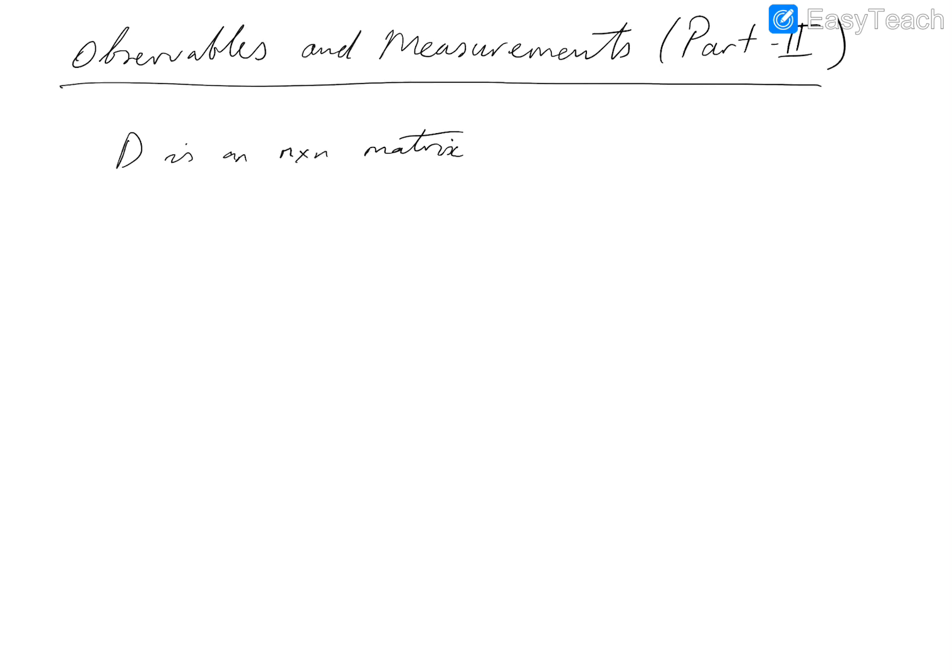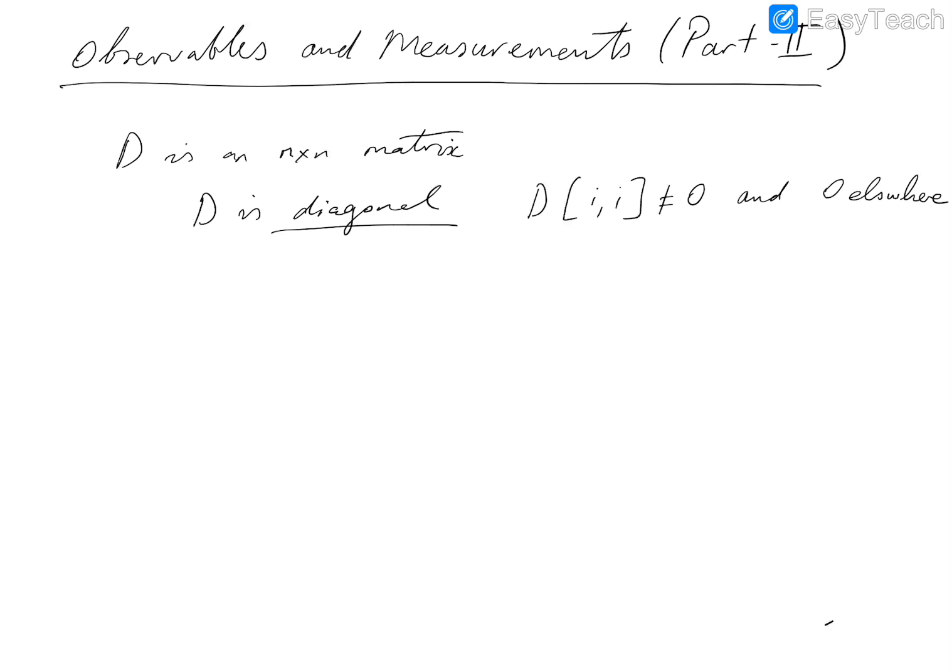So we say that D is a diagonal matrix if and only if the only non-zero entries of D are the diagonal entries of D, and it's all zero elsewhere. Okay, so a diagonal matrix is non-zero on the diagonals, maybe something that looks like this, and it's all zeros elsewhere.